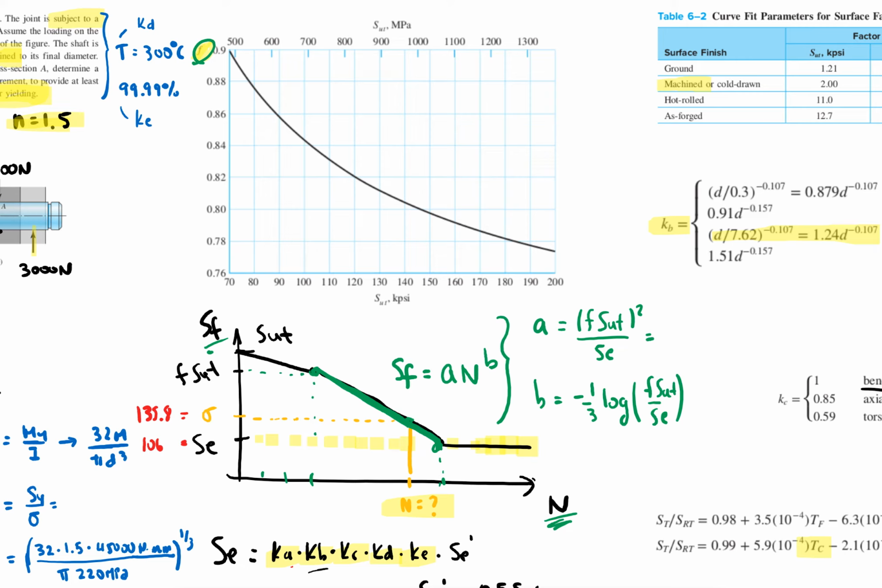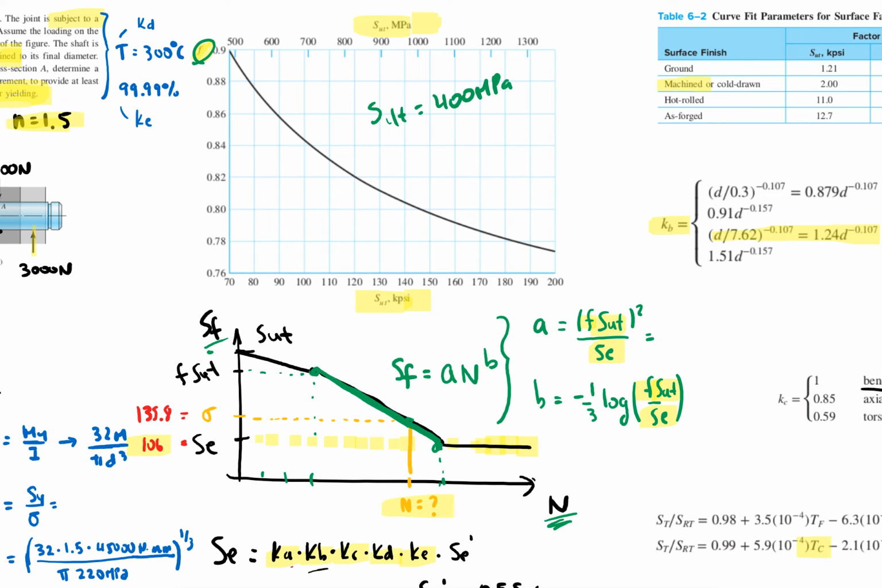Okay, so I need f. I have SUT is the 400. I have SE, which I just calculated, the endurance limit equal to 106, and I only need the f, which I can get from this diagram. Okay. So my x-axis is either in megapascals at the top, or KSI at the bottom. And what I find specifically for this problem is that my SUT, which was 400 megapascals, is not even in this region.